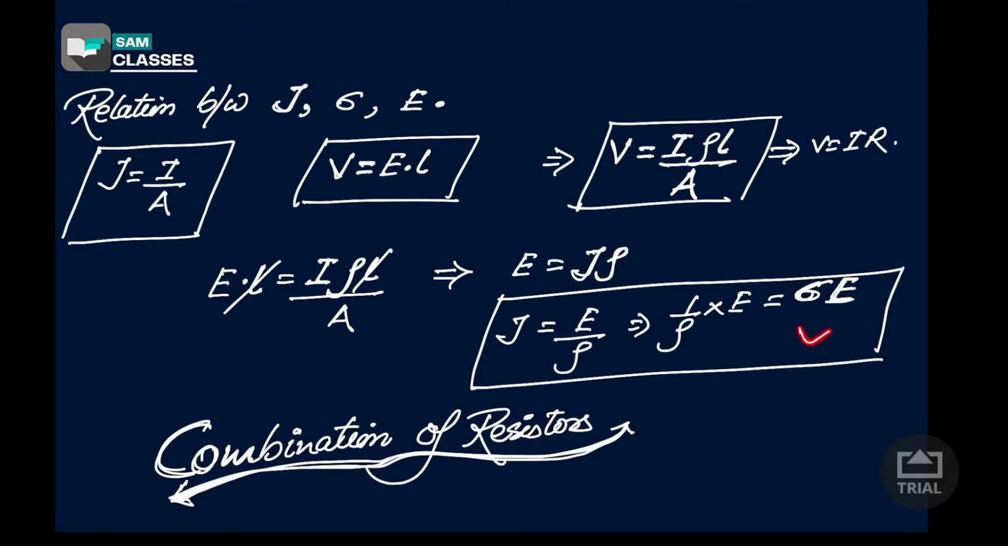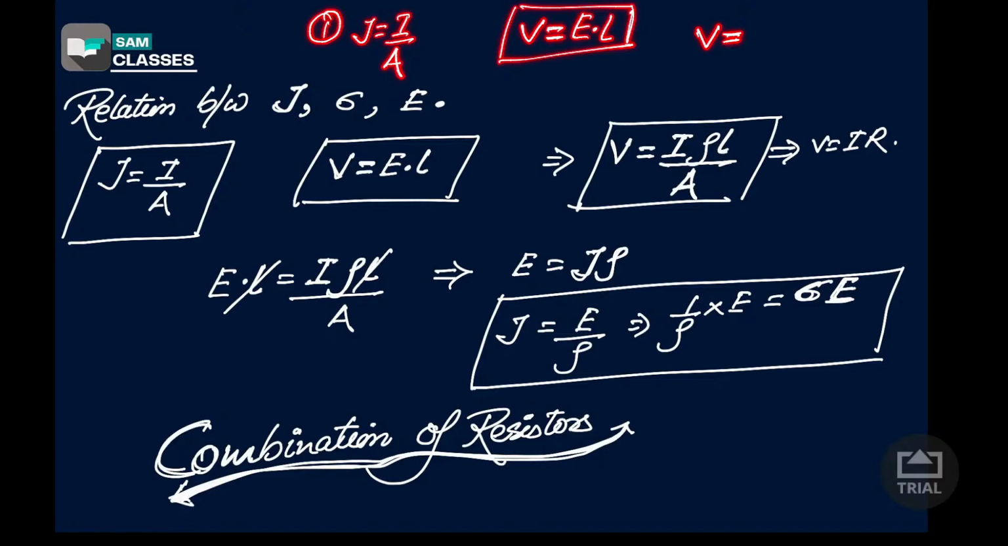Either you can directly remember this formula or you can see how we got it. We know current density is equal to current by area. We know voltage, potential difference, is equal to electric field into length. We know the potential gradient part. So V is equal to IR. We know I into R can be written as rho L by A. So can we equate these two values? Yes, sir. EL is equal to I into rho L by A.